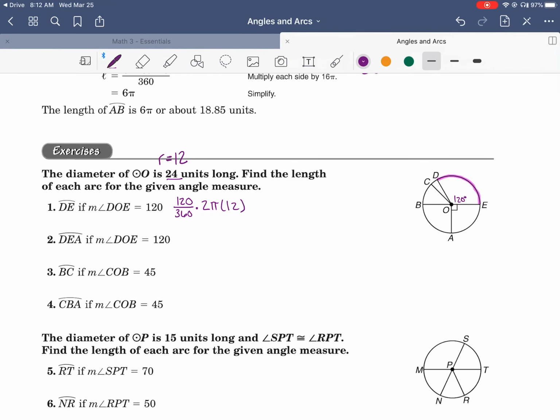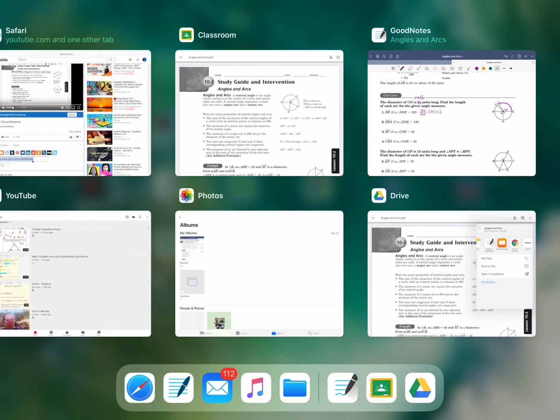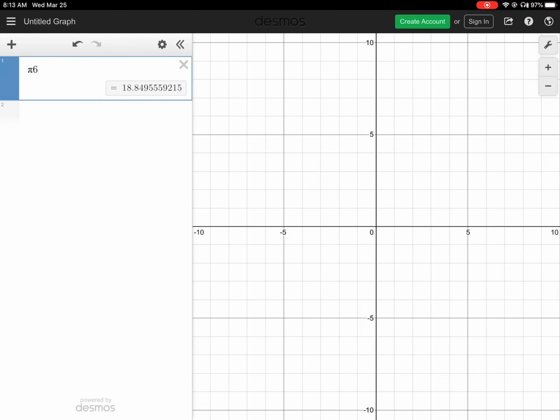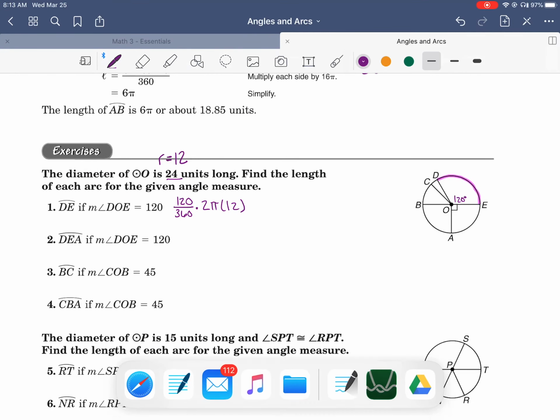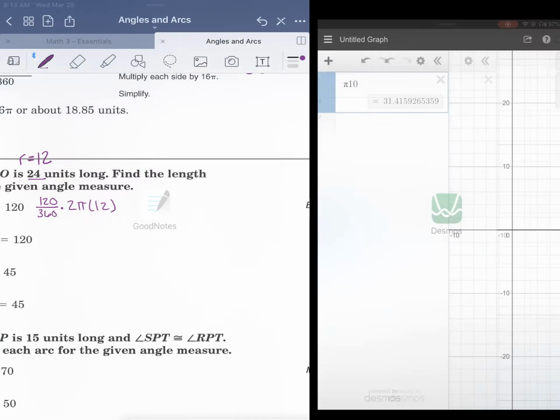Okay, again, I didn't pull up Desmos. It was up. Must have X'd it out. There it is. Go back to it. Pull it up. Don't do it that way. Sorry.